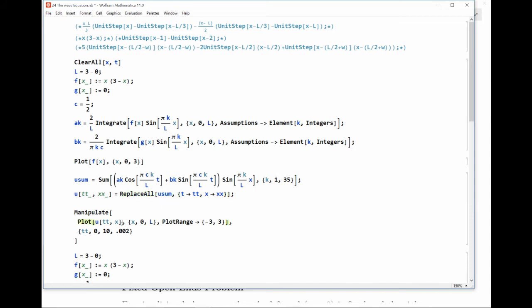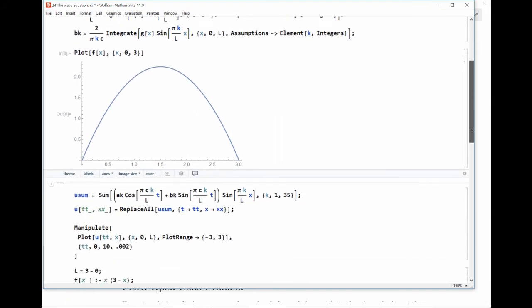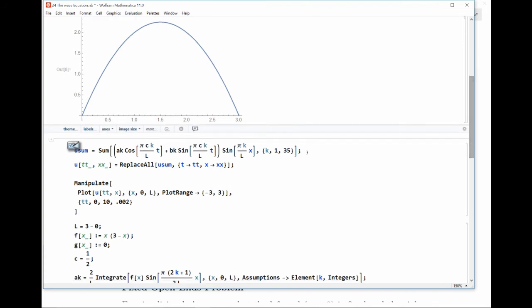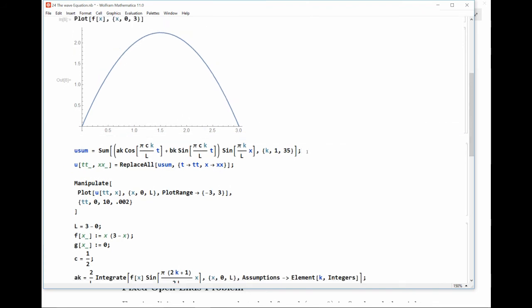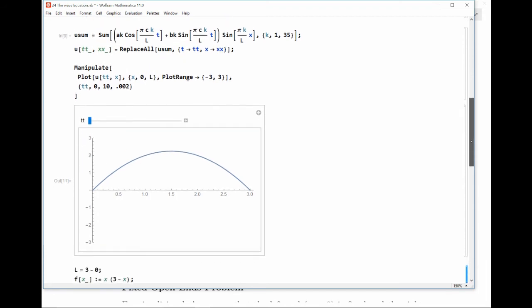And later on I plot the function. So here's the plot of the function f of x. This is the initial state of this string. Let's add all of that up and observe the vibrations of the string. So the string does something weird. It kind of flattens out and then again curves up, and it keeps doing that.